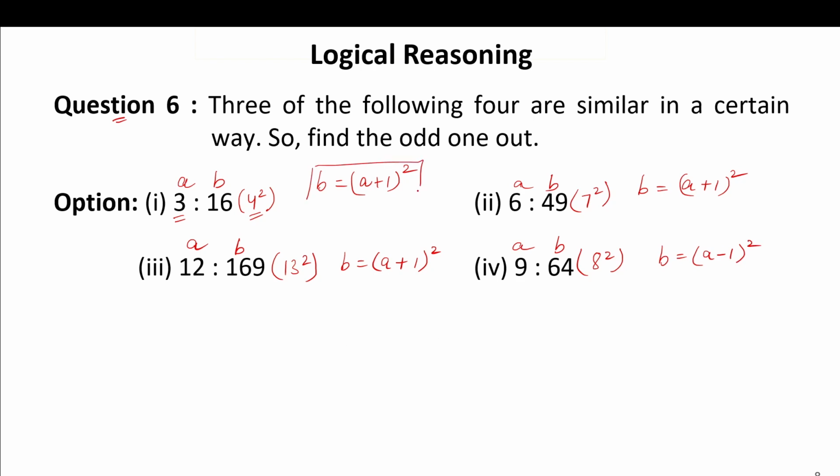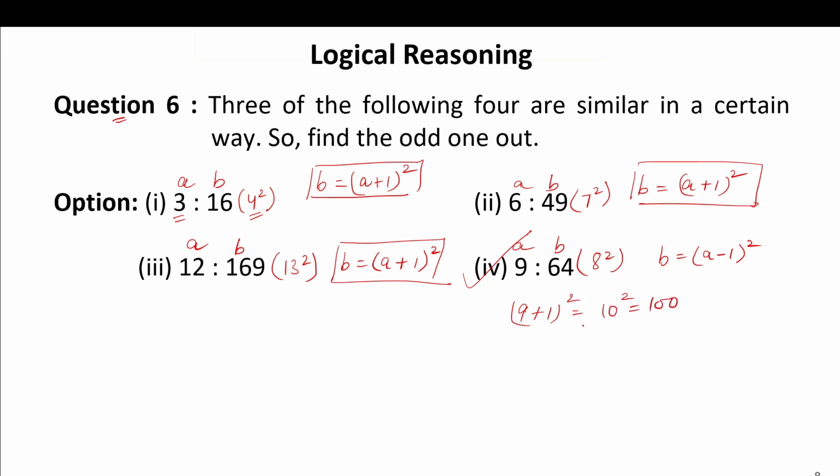So in these 3 cases, option number 1, option number 2 and option number 3, the logic was the same, that B equals A plus 1 square. But in option number 4, the logic changed. B equals A minus 1 square. Therefore, the correct answer will be option number 4. 9 is to 64. It should be 9 plus 1 square, that means 10 square, that means 100. It should be this for it to follow the same logic. Okay.